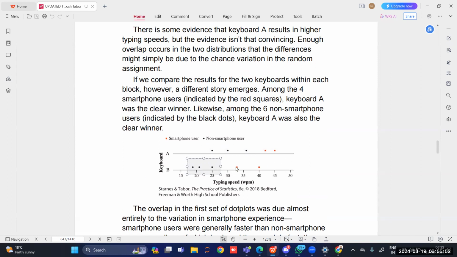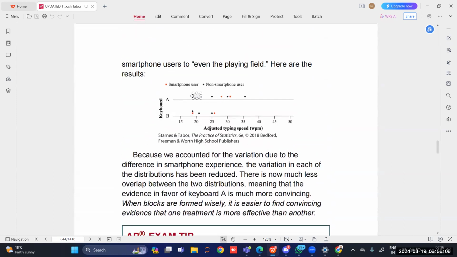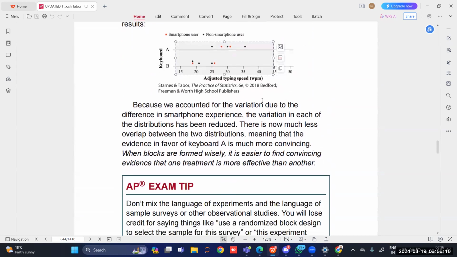Here also it was 40. Here it was 26. So what we have done, we have subtracted 40 from all these plots. So what happened? They will be overlapping each other. See here in this case, here it is here. That's the thing. So we have subtracted it because we accounted for the variation.